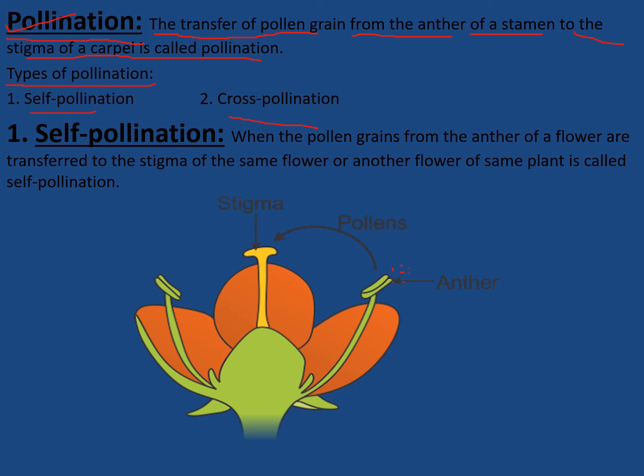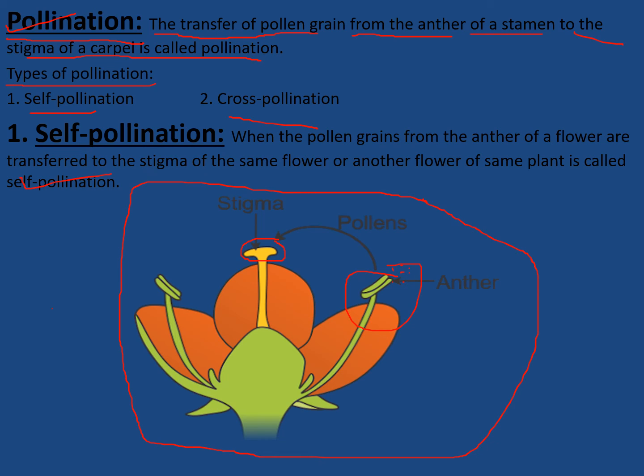Self-pollination is when the pollen grains from the anther of a flower are transferred to the stigma of the same flower or another flower of the same plant. Look here, in this same plant, in this same flower, what happened? This transfer of the pollen grain from this anther to this stigma is done, and this type of pollination is known as self-pollination.